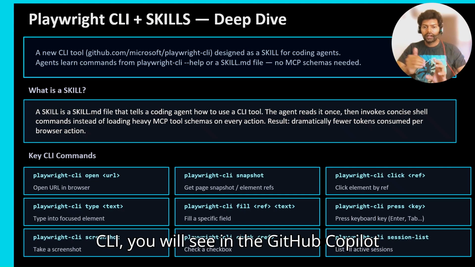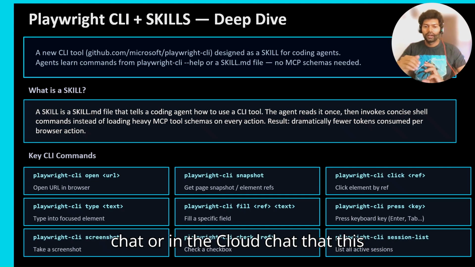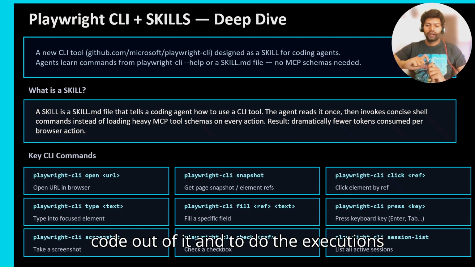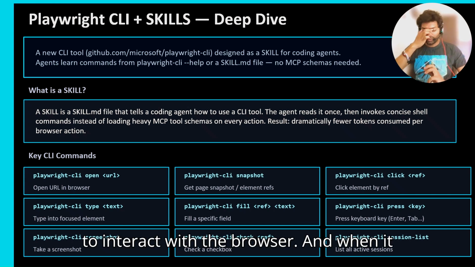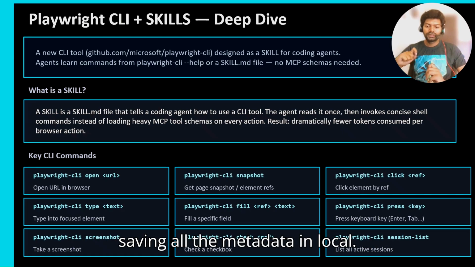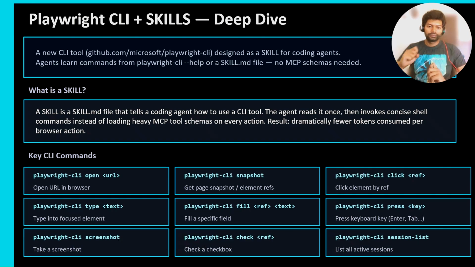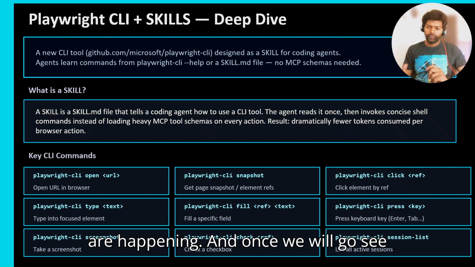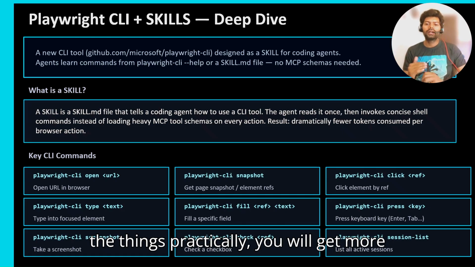You will see in the GitHub Copilot chat or in the Claude chat the actions it is performing to create code and do the executions, to interact with the browser. And while it is performing all this, it is also saving all the metadata locally. So this is how things are happening internally, and once we see things practically, you will get more idea of it.